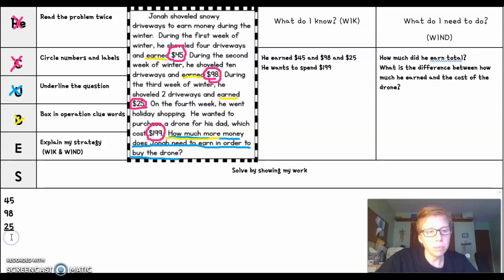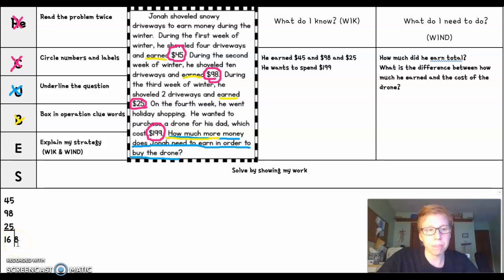Well, 5 plus 5 is 10. 10 plus 8 is 18, so let me put down 8 here. There's an imaginary 1 above the 4, so that makes it a 5. 5 plus 9 is 14, right? And 14 plus 2 is 16, so 168. That's how much he earned in total.